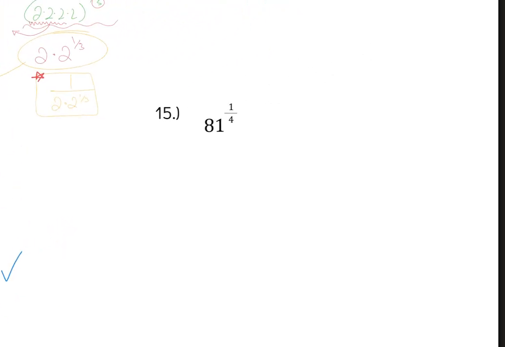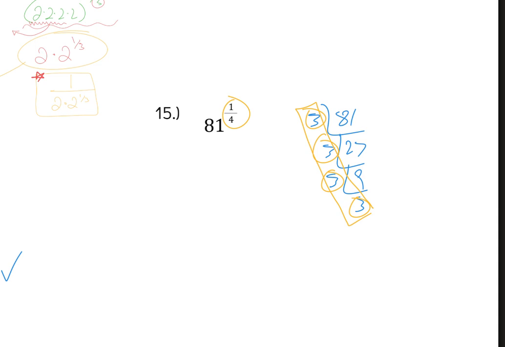And then 15. 81, well, hang on. 81 is really 3 times 27, which is 3 times 9, which is 3 times 3. Notice we're looking for the 1/4 power. Well, the 1/4 power is looking for quadruplets. So there is one set of quadruplets, and the answer pops out 3. 81 to the 1/4 power is 3.